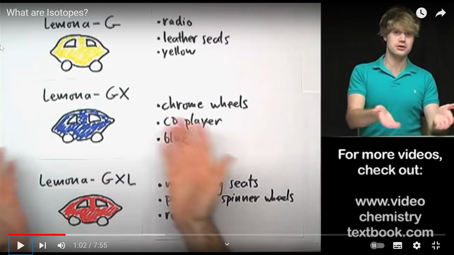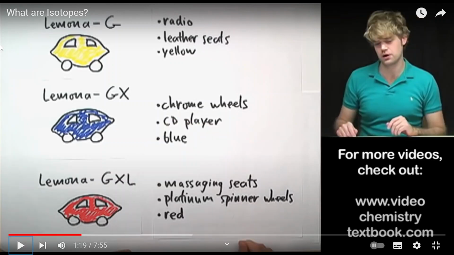They're all Lamonas because they all have this distinctive style. They look like a lemon, and that's what makes a car a Lamona. Now I want you to notice with the name, how does the name distinguish which model you have? You write Lamona, and then what do you write? Dash G. You write Lamona, and then you write dash GX, and you write Lamona, and you write dash GXL. This is an analogy to what you will be doing for your isotopes.